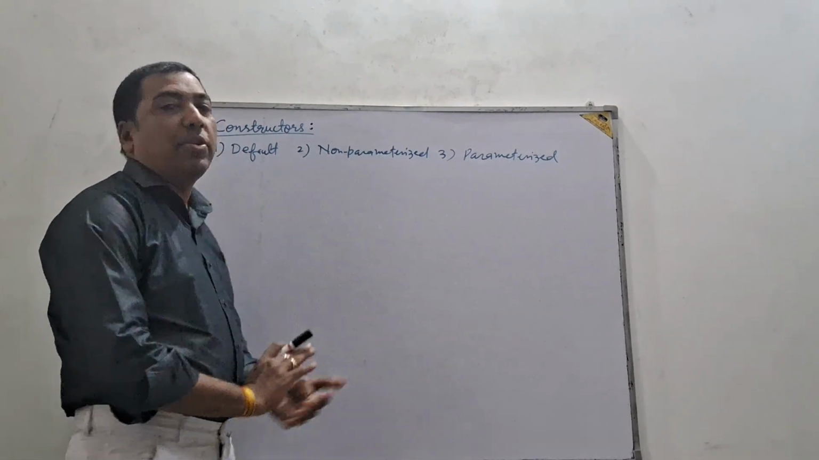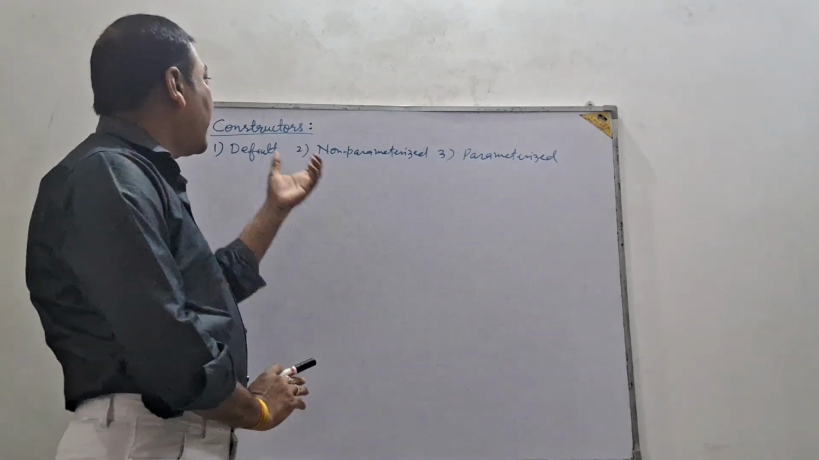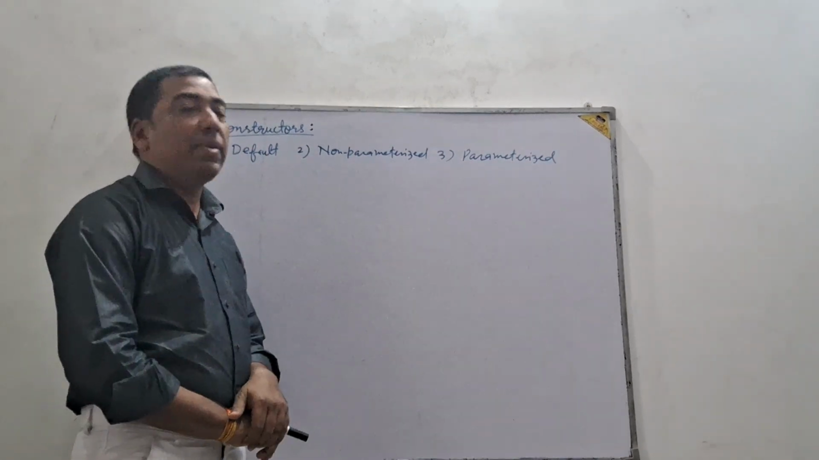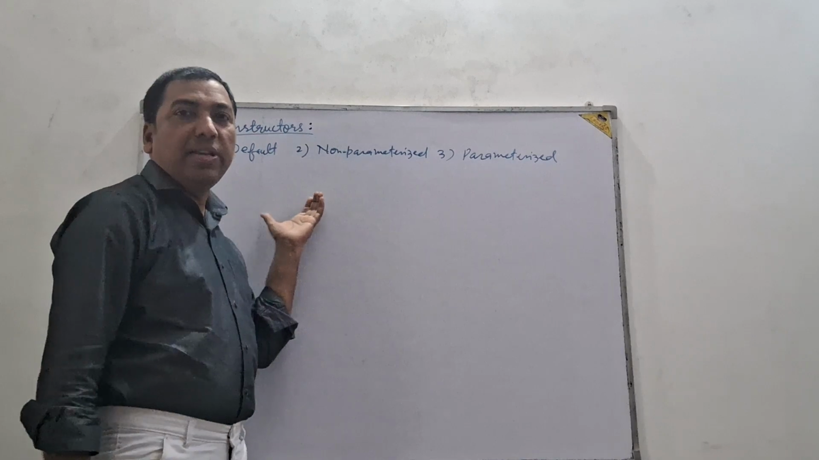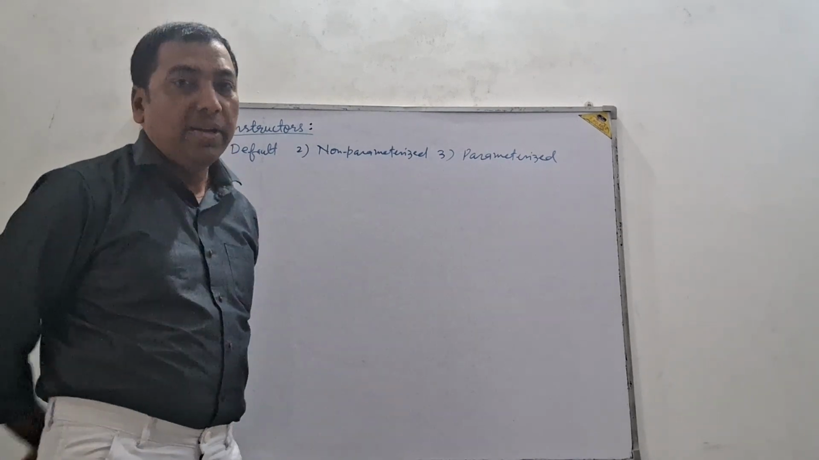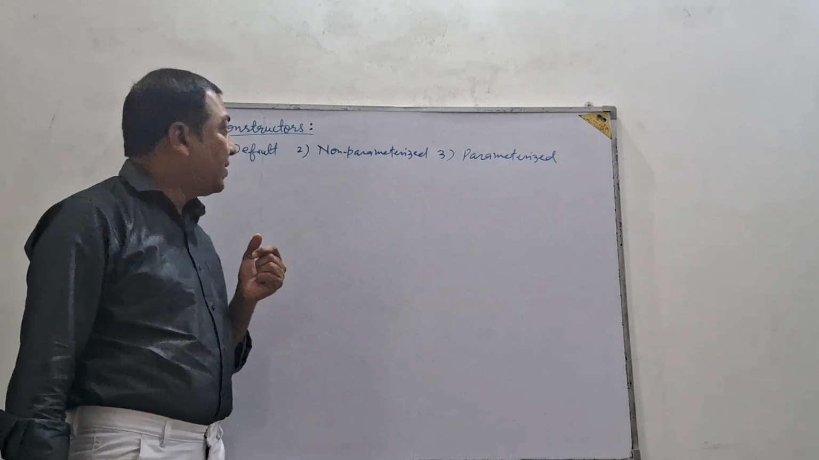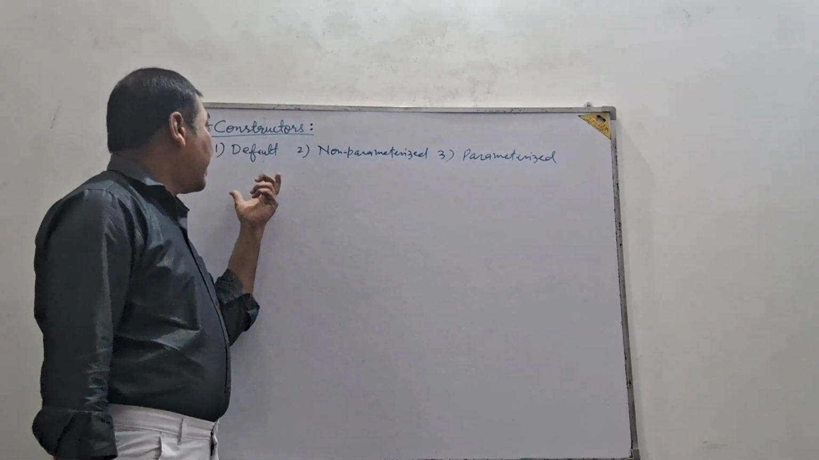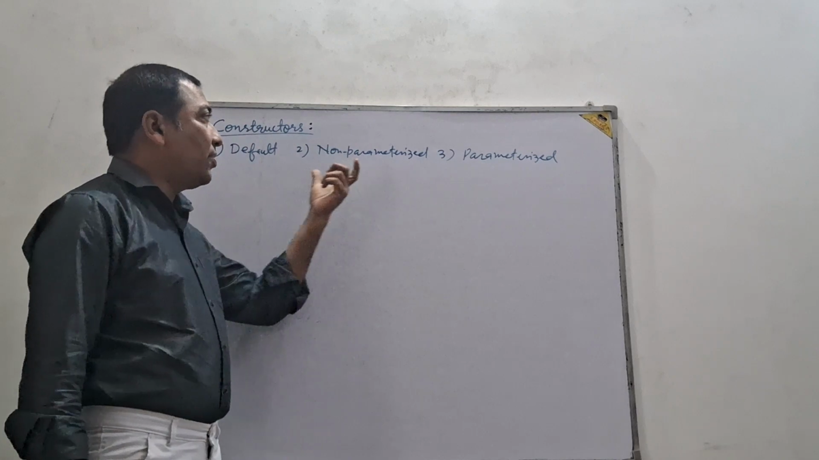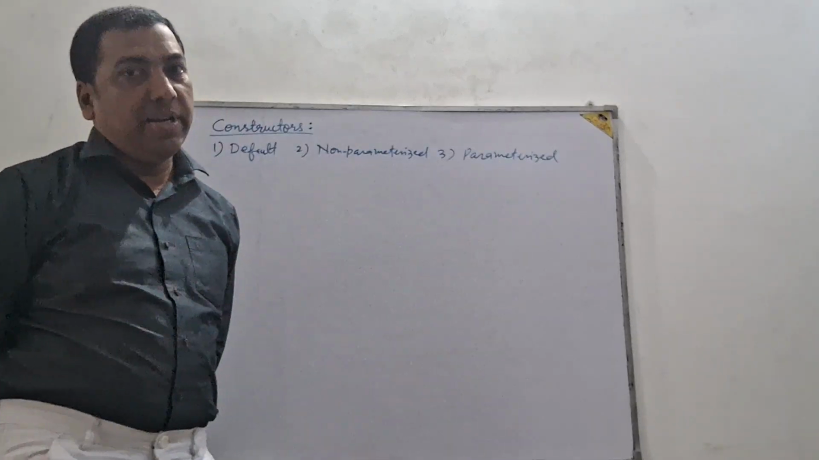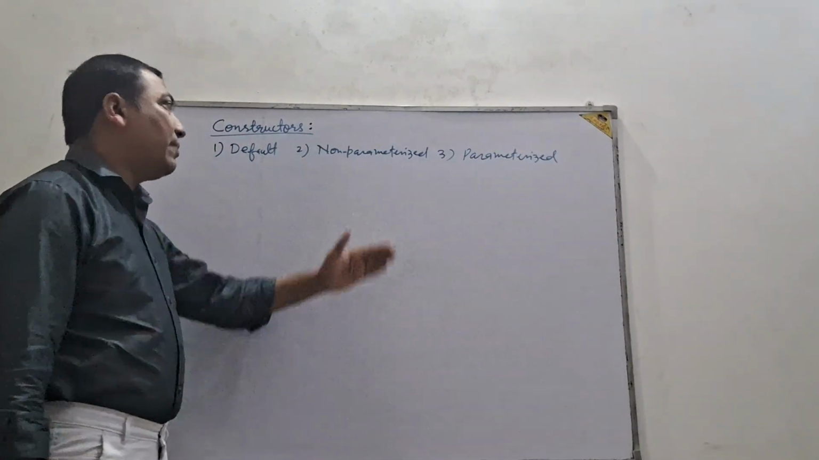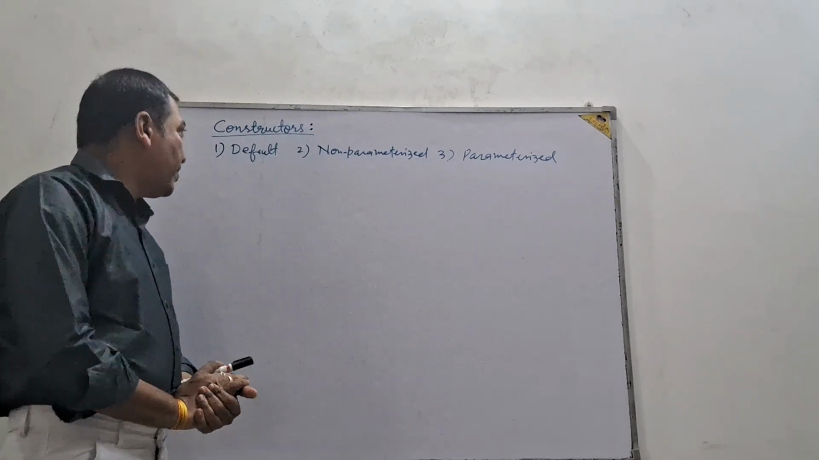Today we will discuss more about constructors. A constructor is a special member function with the same name as the class name, and it is used to initialize the instance members of a class. A constructor is automatically called when an object is created. Constructors are of three types: default constructor, non-parameterized constructor and parameterized constructor. One by one, with the help of examples, we'll see how they work.